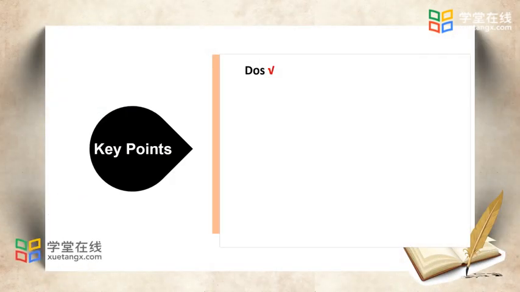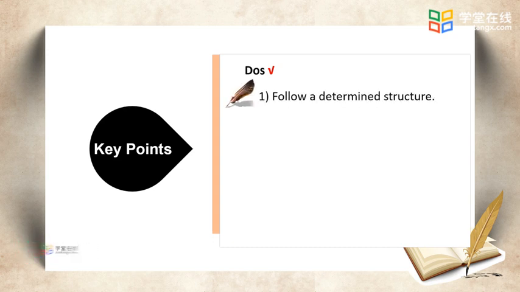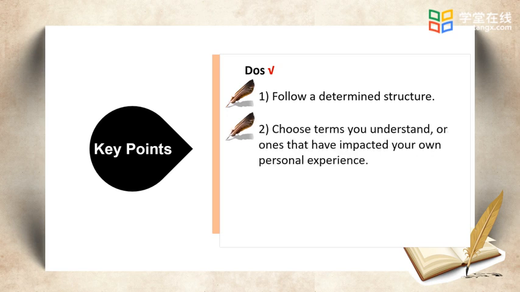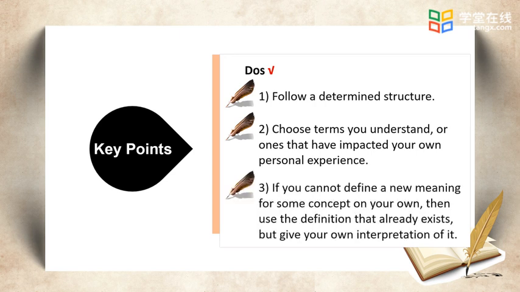First, let's look at the things we can do. First, we should follow a determined structure. Second, we should choose terms we understand to make our definitions, or ones that have impacted our own personal experience. Third, if we cannot define a new meaning for some concept on our own, then use the definition that already exists. Remember, we should give our own interpretations of it.